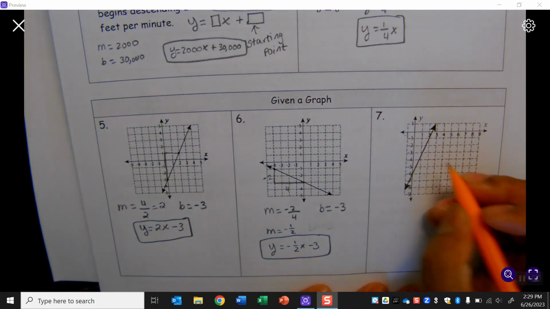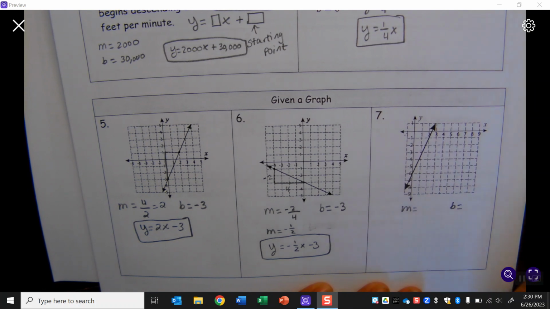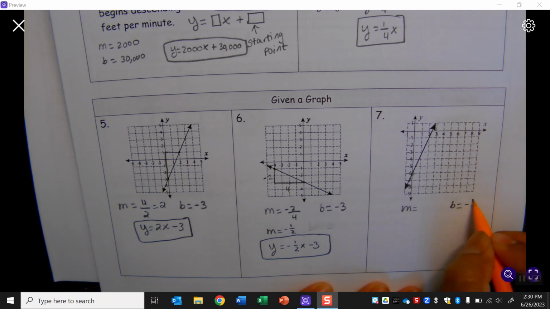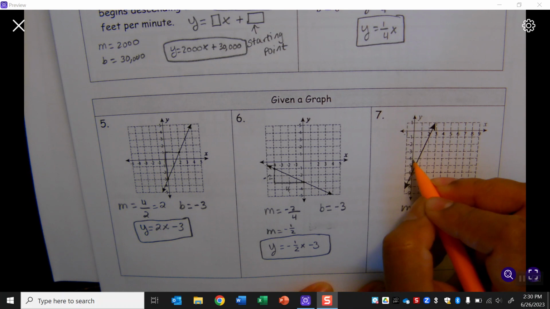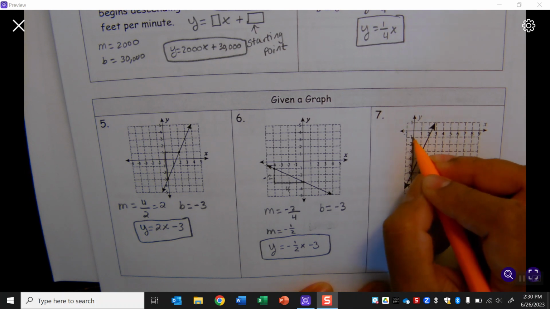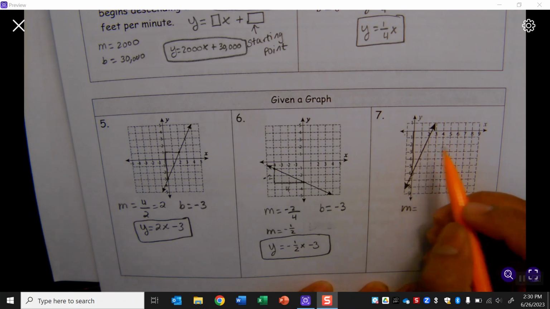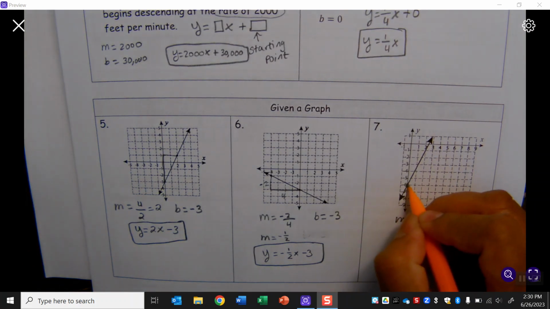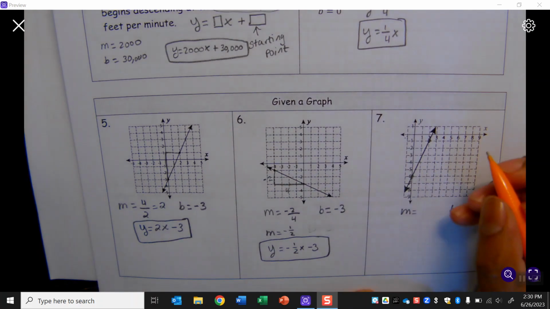All right, last example. Let's find the slope and let's find the y-intercept. Y-intercept is at -6. And then the slope is rise over run. So it's 1, 2, 3, 4, 5, 6. But it's not really going through there, is it? Let me just pick 2 points on here. I'll go ahead and pick this point and then this point is a good point right here.